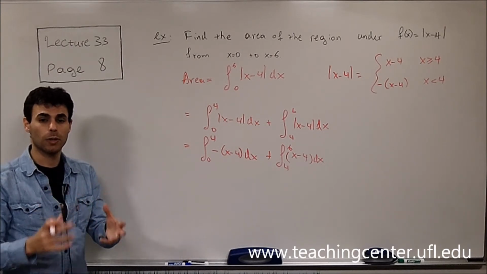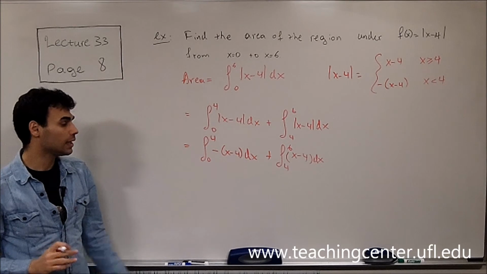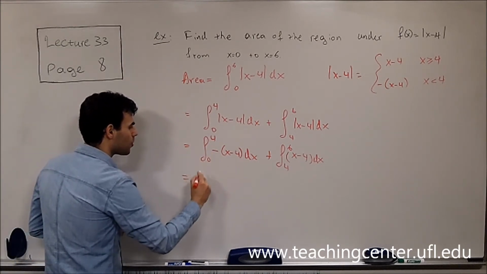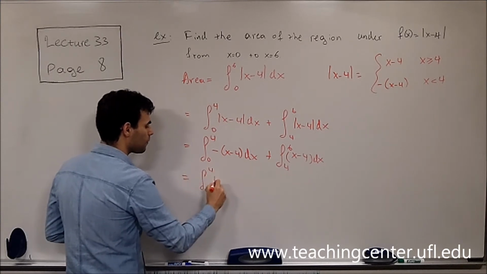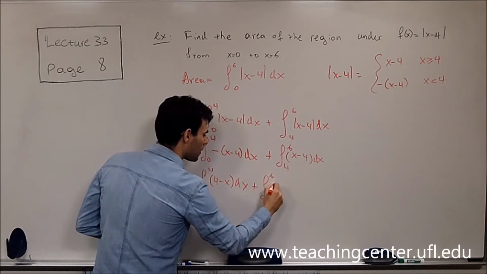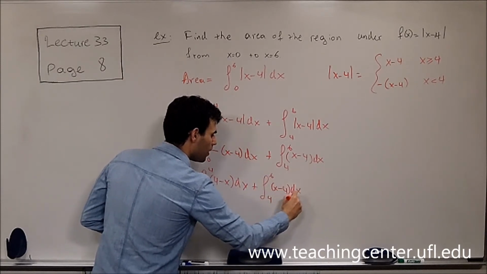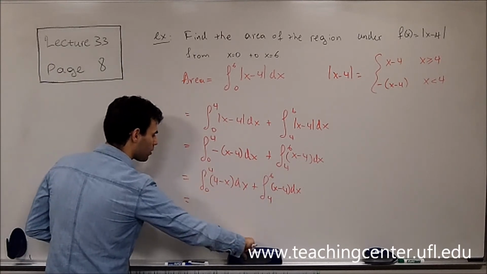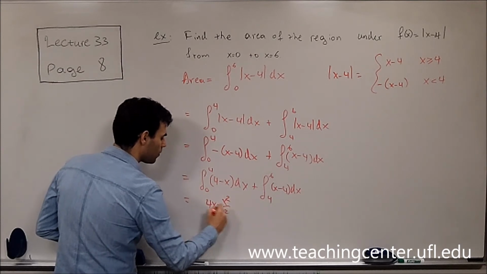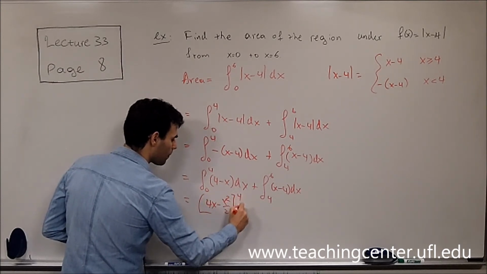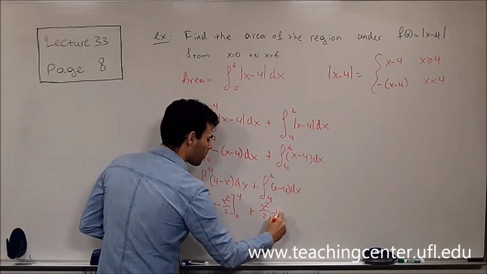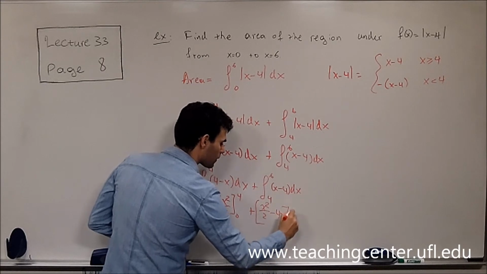On the notes, I go into details of calculating each and every one separately. Let me also show you how to do that in one step, because now let's distribute the minus. This will give you the integral from 0 to 4 of 4 minus x dx, plus the integral from 4 to 6 of x minus 4 dx. I'll find the antiderivatives right away. And so the antiderivative here is 4x minus x squared over 2, and we're viewing this from 0 to 4. And the antiderivative there is x squared over 2 minus 4x from 4 to 6.